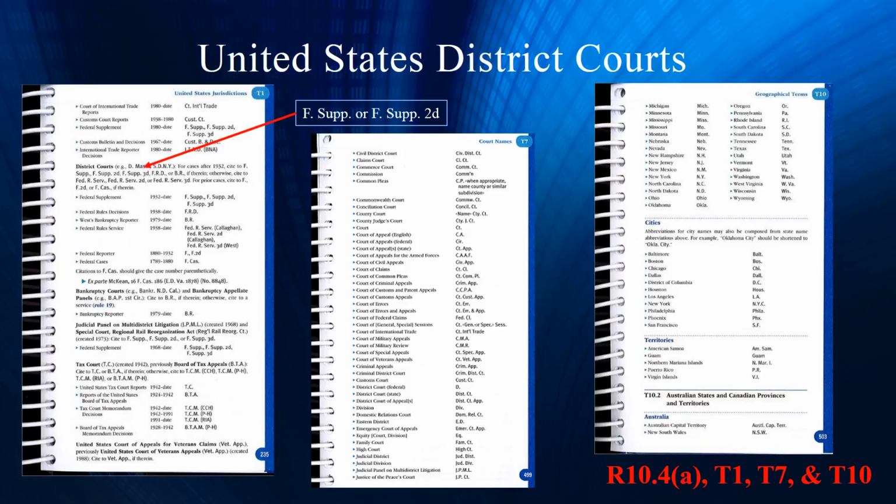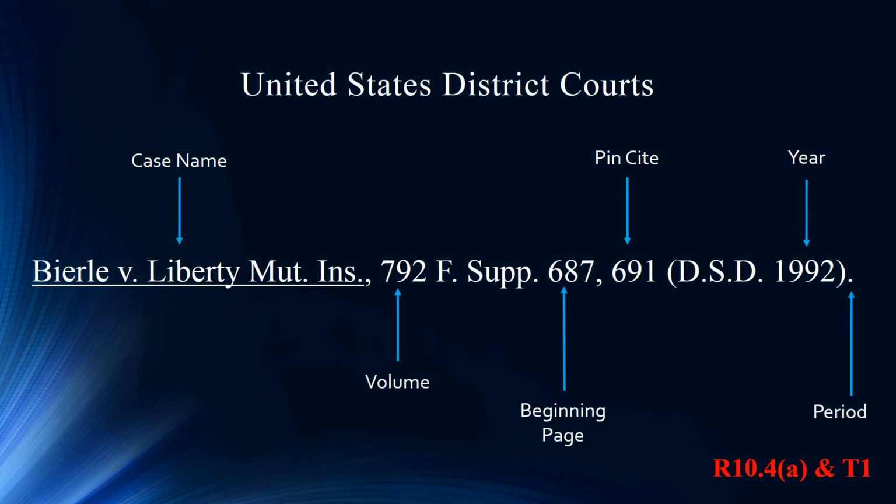So, if we cite to a case in the U.S. District Court of South Dakota, we use D. for the Federal District Court, shown here in Table 7. Finally, we look to Table 10 and see that South Dakota should be abbreviated S.D. This is a full citation of a case from the District Court of South Dakota. Note here that the abbreviation for the Federal Supplement is F. space Supp. Additionally, the abbreviation for the District Court of South Dakota is D.S.D.